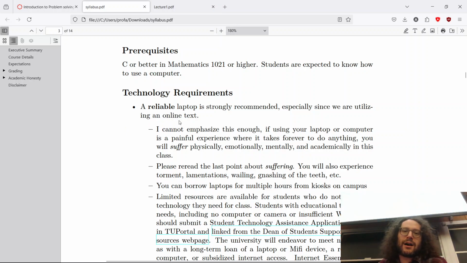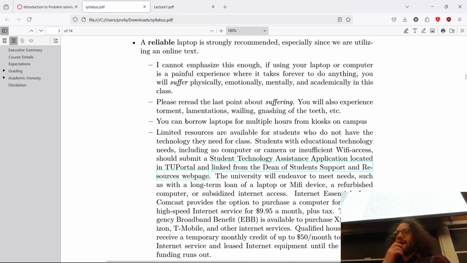C or better in college algebra. You're expected to know how to use a computer, right? We mentioned that. A reliable laptop is strongly recommended. You can get away with a reliable desktop. You can also borrow laptops from one of the kiosk stations around campus, like in the library. You can check those out for multiple hours at a time. But you need to have something you can reliably use and isn't going to be a painful experience for you.